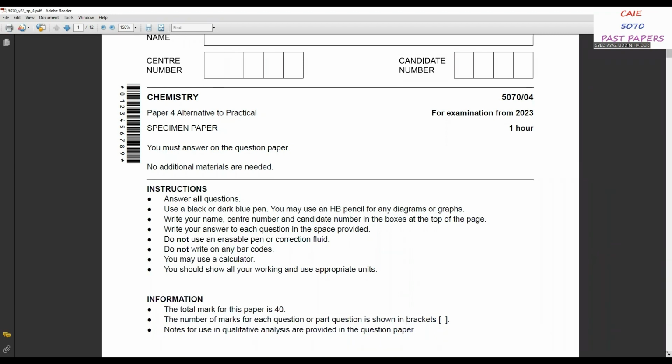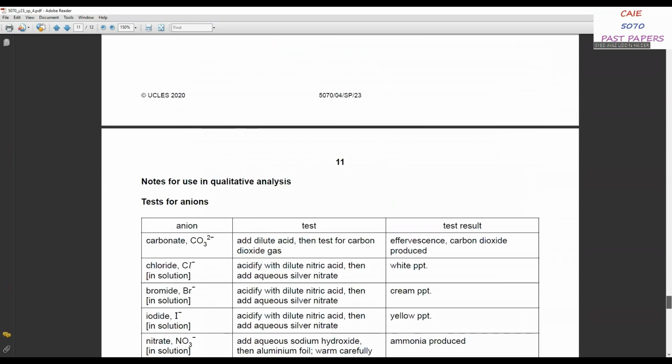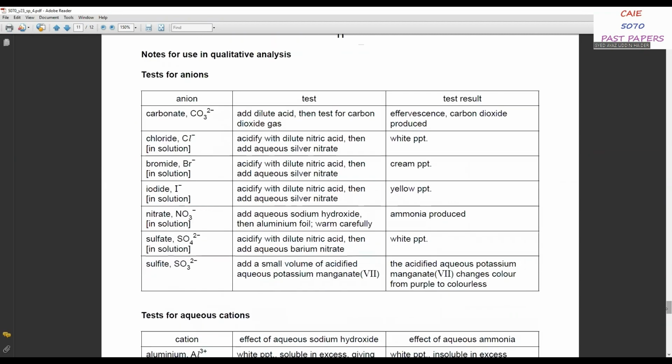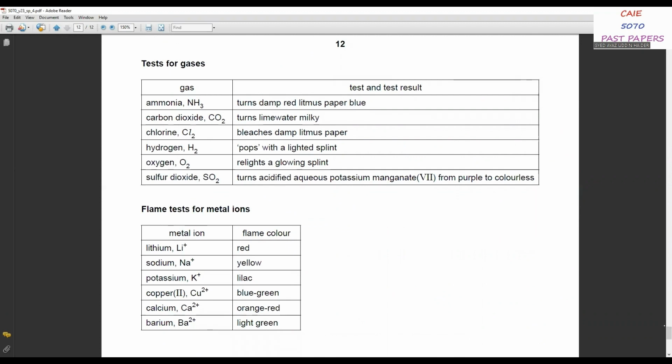Information, the total mark for this paper is 40. Previously, it was 60, but now the total mark for this paper is 40. The number of marks for each question or part question is shown in brackets. Notes for use in qualitative analysis are provided in the question paper. This is something new. This is the qualitative analysis table. It will be provided to you. These are the tests for anions, tests for aqueous cations, and tests for gases, as well as flame tests for metal ions.